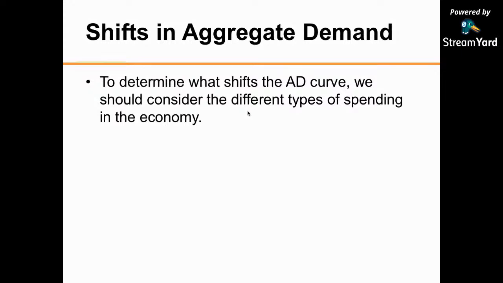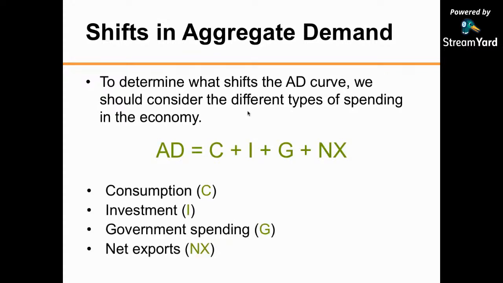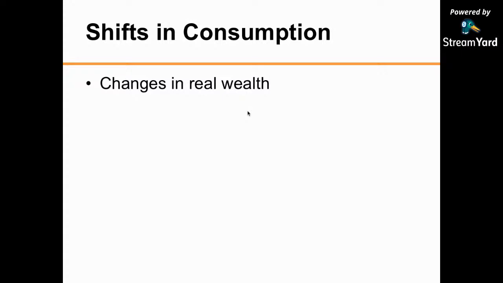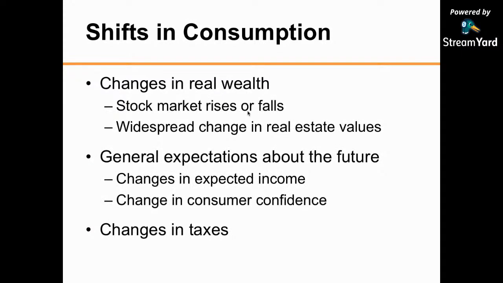Now, to determine what is causing shifts of the aggregate demand curve, so rather than movement along the curve, the actual shifting of the curve, we have to understand the formula. This is the same formula we've already seen a bunch of times, but we have to look at all the different types of spending. And we'll talk about shifts in each of those and what that means in the coming slides. So a shift in consumption, let's go ahead and pop up this whole slide for you.